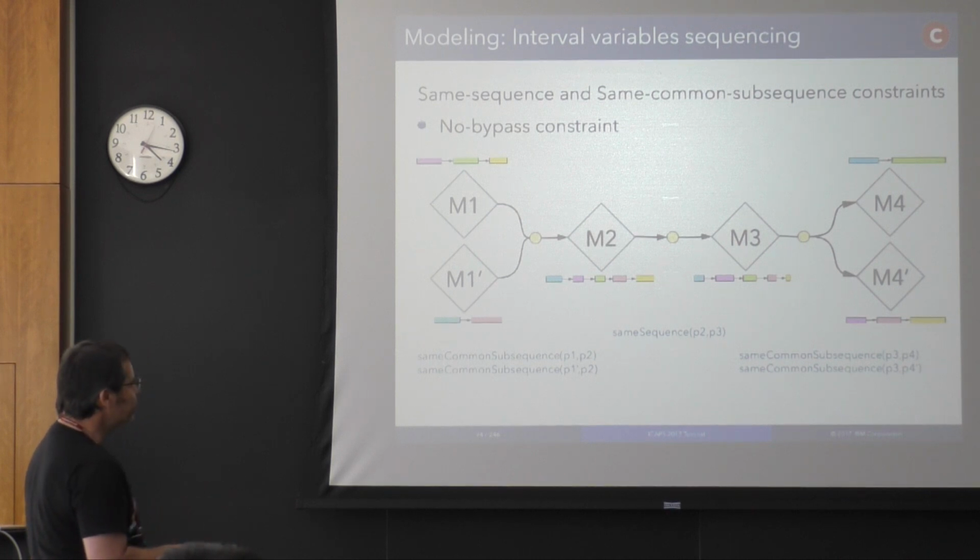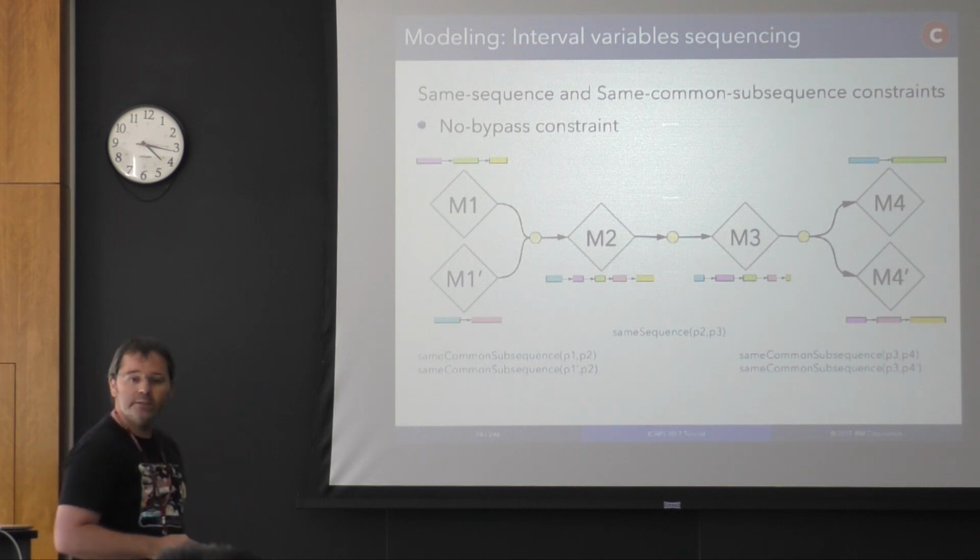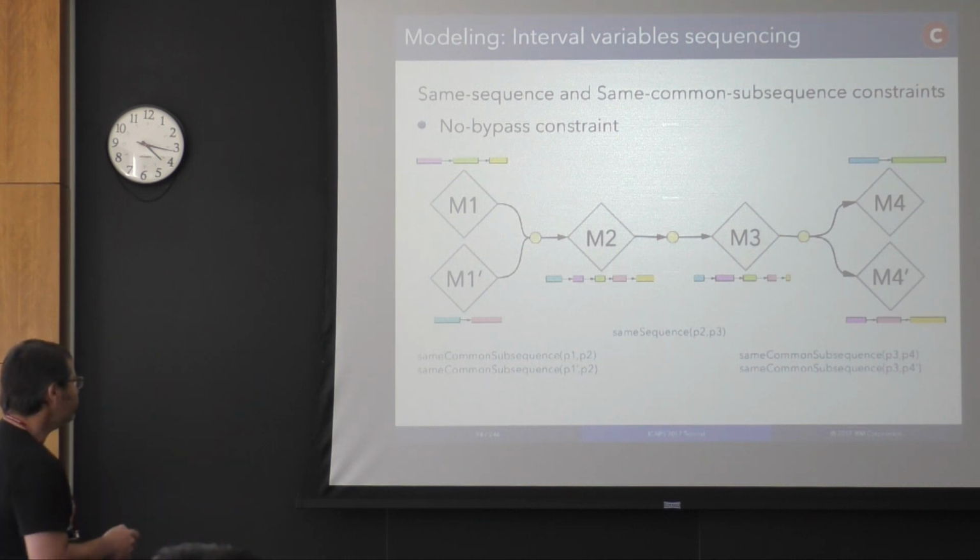And here, for instance, this is the same sequence constraint, because the items are in the same order here at the beginning of the conveyor belt and at the end. Okay? So you can here easily model this type of constraints.